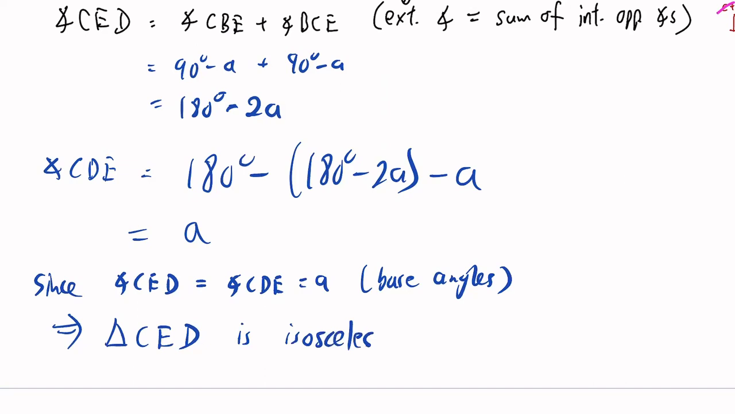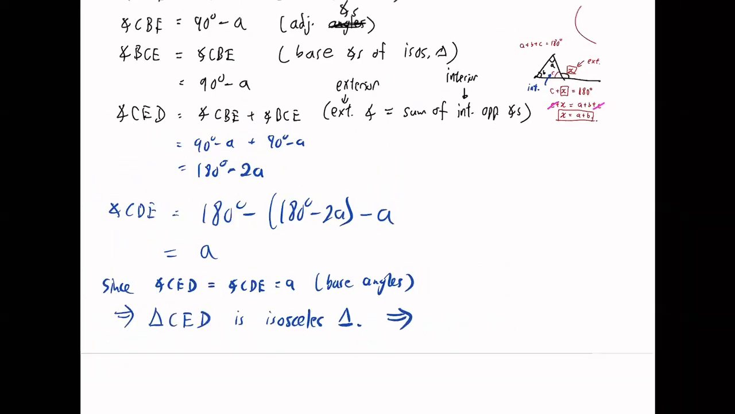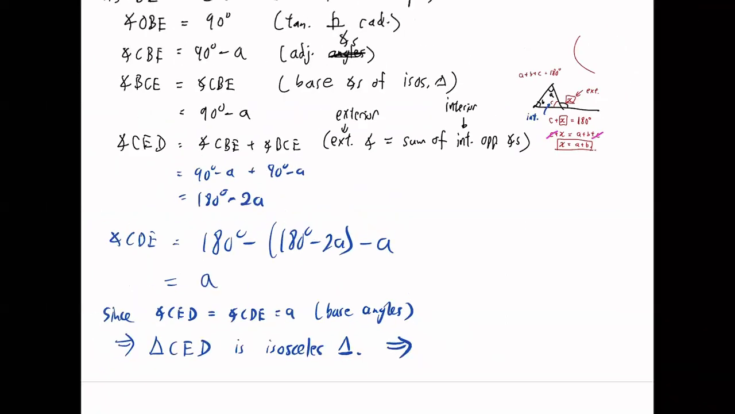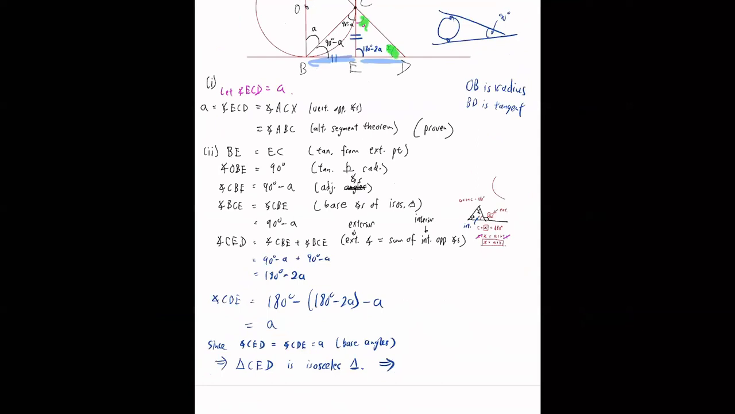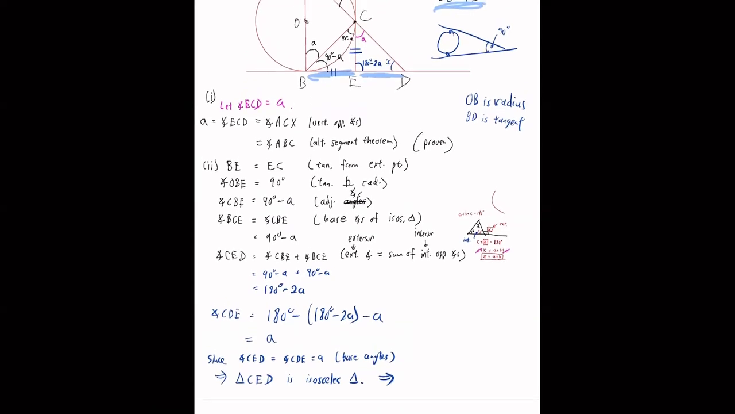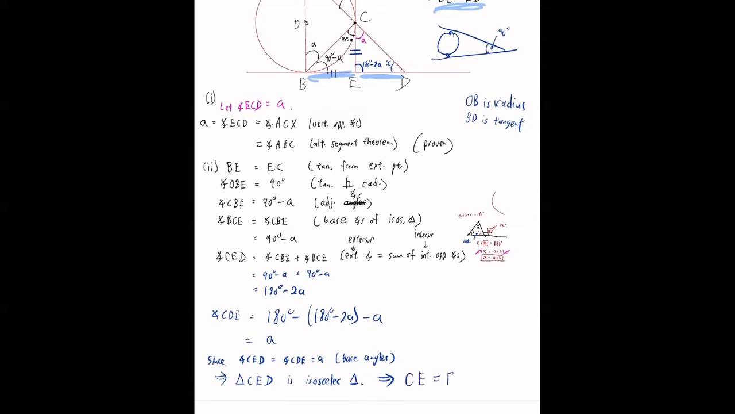And since it is an isosceles triangle, this implies that which two lengths are equal? Triangle CED is isosceles, so which two lengths are equal? A and X. No, I'm not asking about the angle. I'm asking about the length. CE and ED. CE equals ED. But what else do we know about CE? B equals CE, therefore BE equals ED.